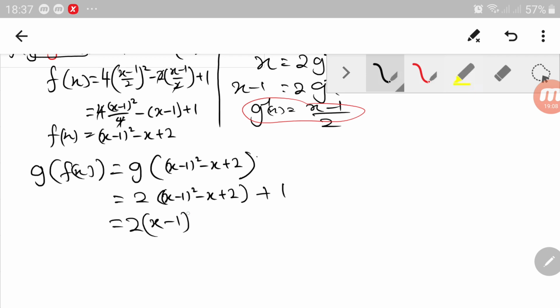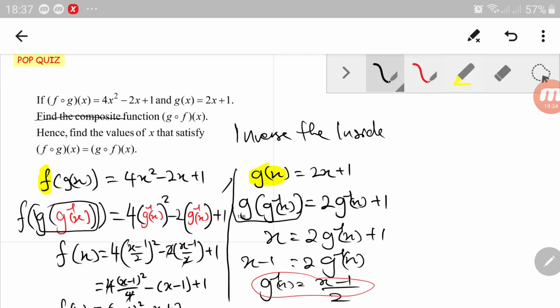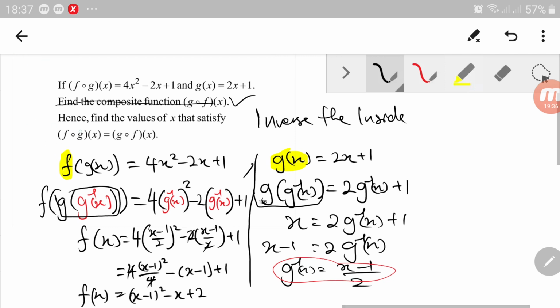2x minus 1 square. Never bring these two inside. Minus 2x, because so many people did that. Frustrating, you know. Because the powers are not the same, you cannot put it inside. Leave it like that. 2x plus 5. That's it. That's all. Okay, gf done. Find the composite, done. Gf done. Hence, find the value.